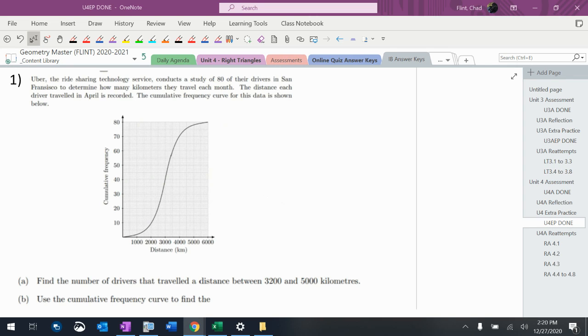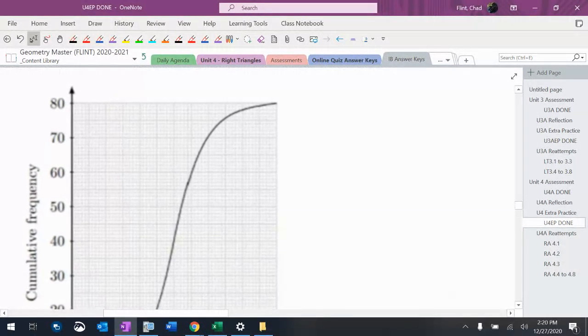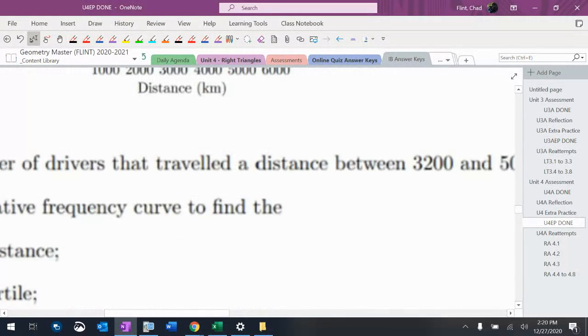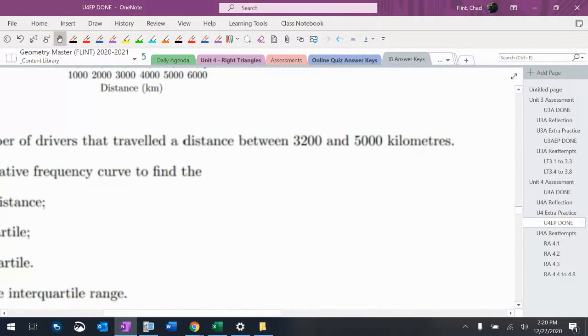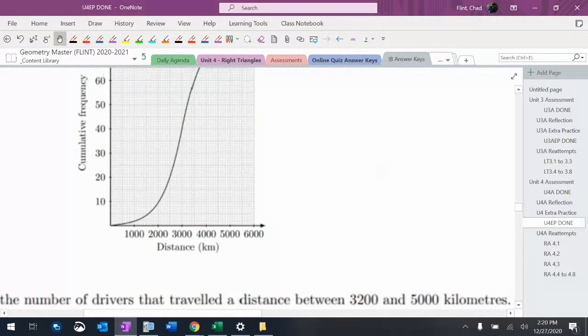Okay, so reading these graphs is always a bit challenging, but let's take our time, try to go as slow as we can here. So there's 80, and again, we can tell there's 80 because the top data point at the end is 80. The first question says, find the number of drivers that travel between 3,200 and 5,000.